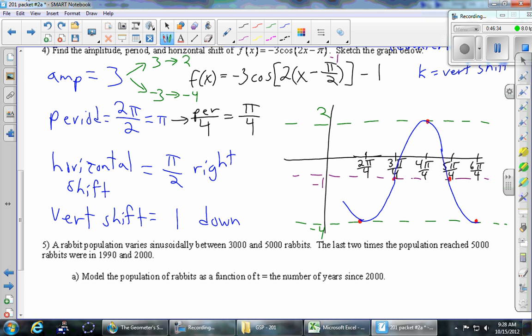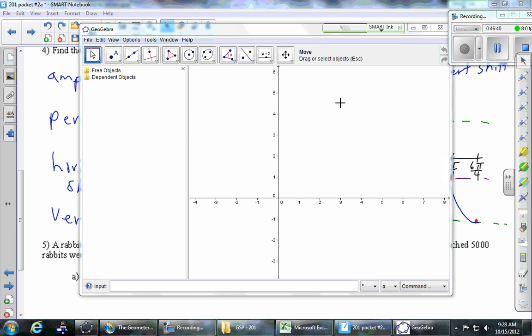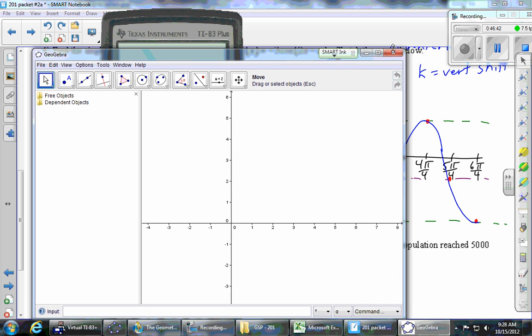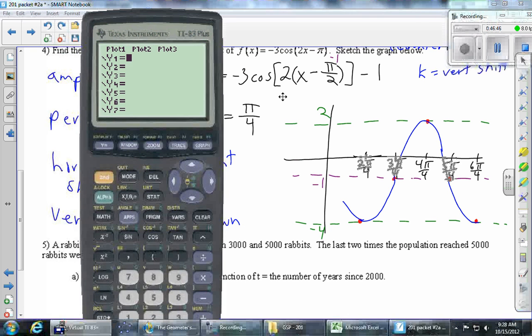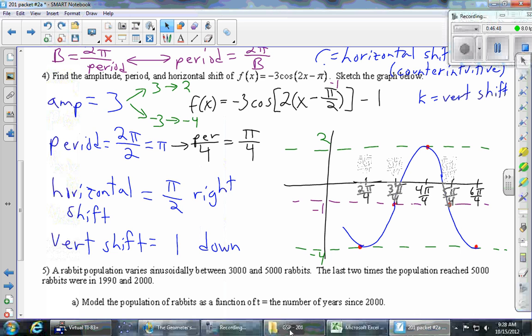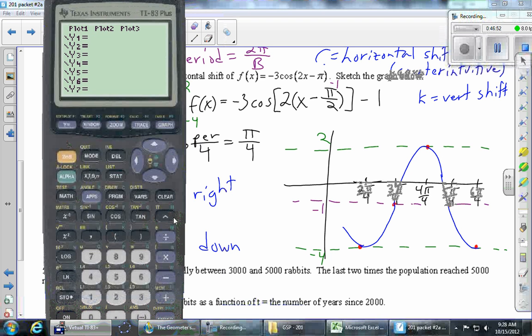And one thing I always like to do, and you guys are going to think I'm strange for enjoying this as much as I do, is I take out the graphing calculator and I want to check my work. So what we're going to do is type in this function in its original form right here. You don't need to do this, but I always like to do this just to make sure I've got everything right. So it's -3 cosine of 2x minus pi, and then -1.